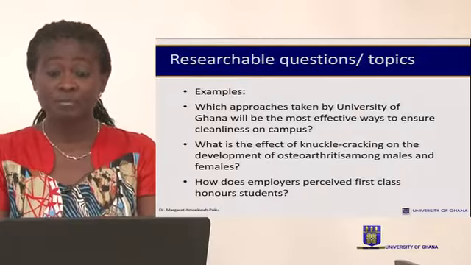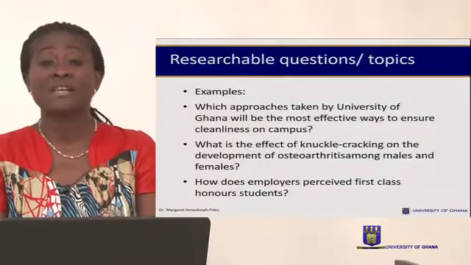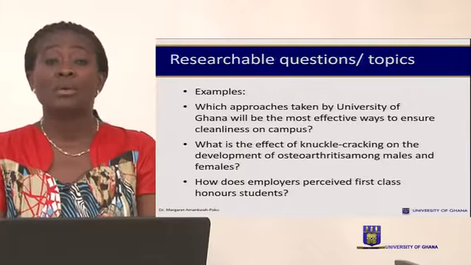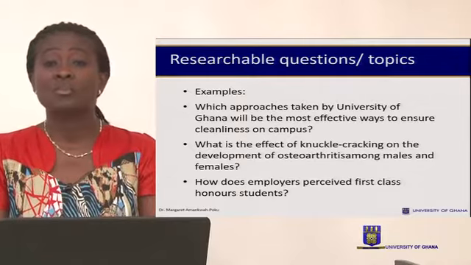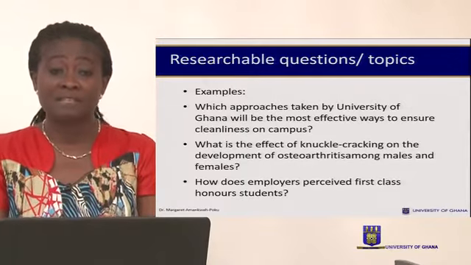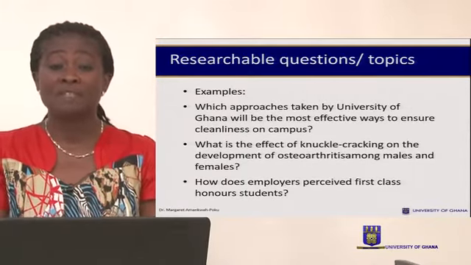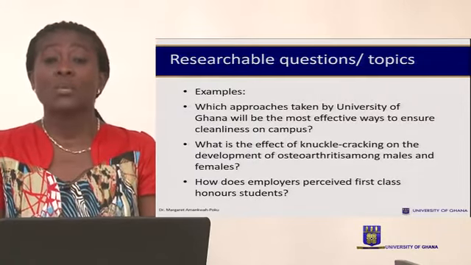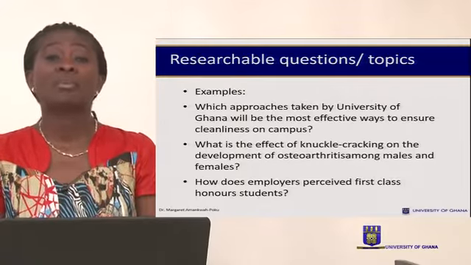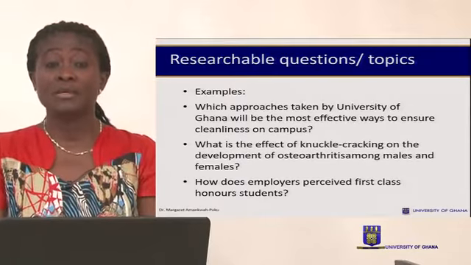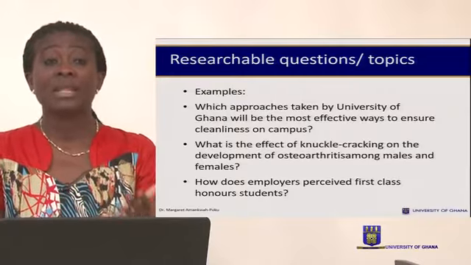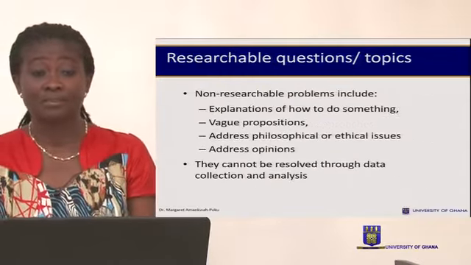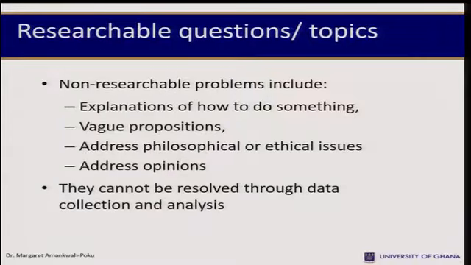We could also investigate what the effect of knuckle cracking will be on the development of osteoarthritis among males and females. So you compare males and females who crack their knuckles to see the effect it will have on them. We can also investigate how employers perceive first-class honors students. So these are researchable topics. Now let's look at topics that may not be researchable. Non-researchable problems include explanations of how to do things.